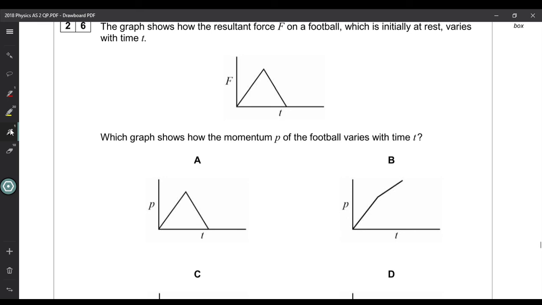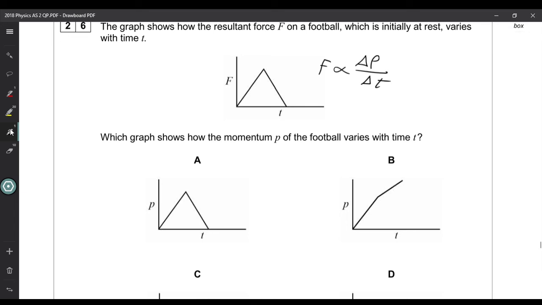Question 26 gives us a force against time graph for the resultant force on a football, which is initially at rest, and we're asked which of the graphs shows how the momentum of the football varies with time. So what we've got to recall is that force is the rate of change of momentum. So it's proportional to the rate of change, which is delta p over delta t.